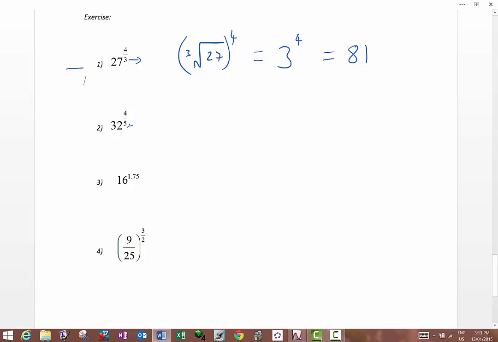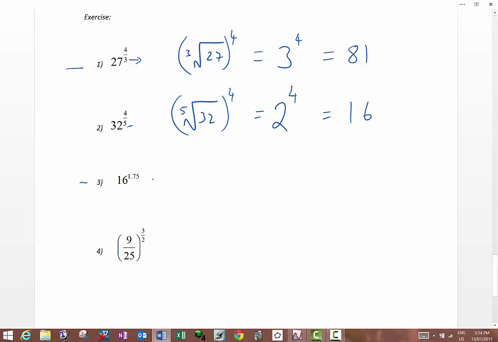Similarly, number 2, the denominator in the exponent is 5, so we have the 5th root of 32 raised to the power 4. And you should know that the 5th root of 32 is 2. 2 times 2 times 2 times 2 times 2 is 32. So 2 to the 4 is 16.